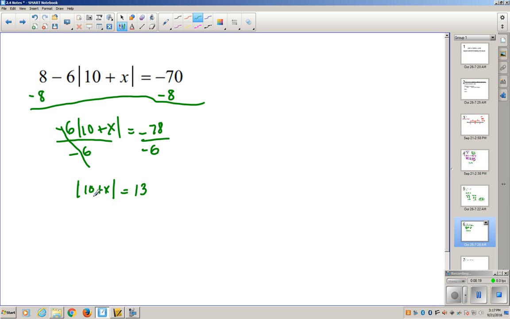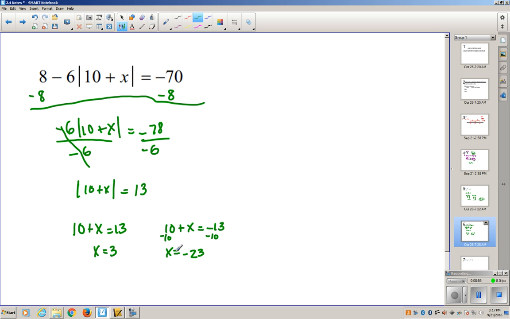All right. Now it's pretty simple, just like the first equation, and now I'm going to rewrite it without the absolute value bars. So 10 plus x equals 13, or I would have 10 plus x equals negative 13. This should be pretty easy to solve. We're going to subtract 10. So this gives us x equals 3. This one gives us what? x equals, if I subtract 10 from both sides, negative 23.